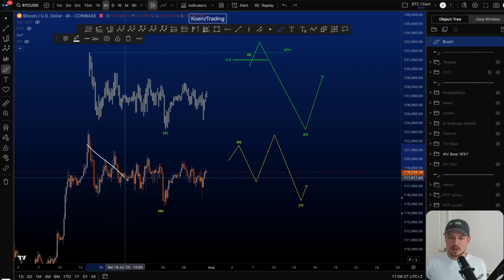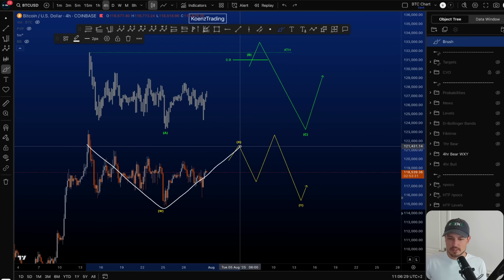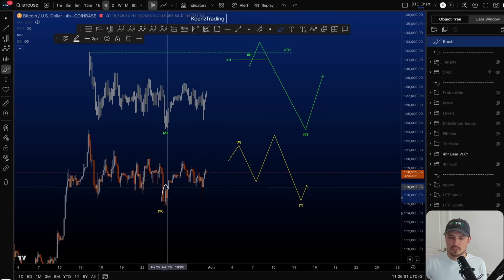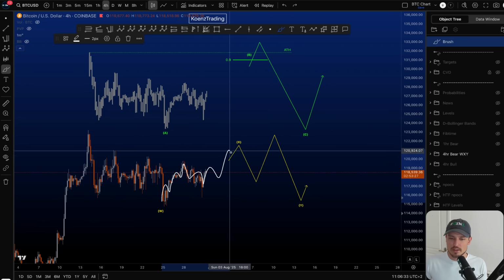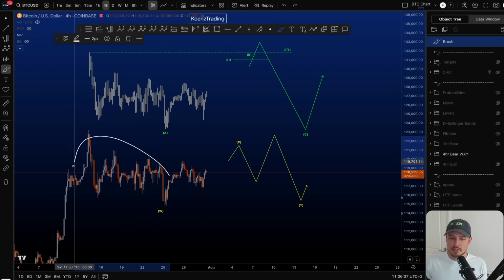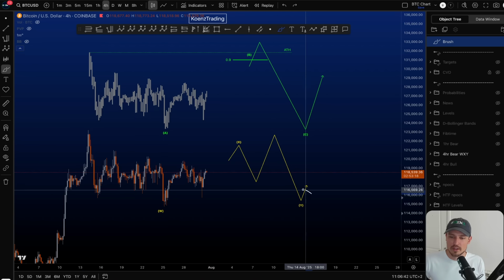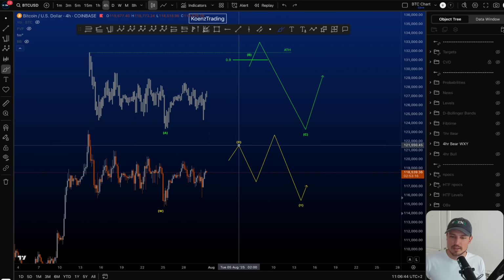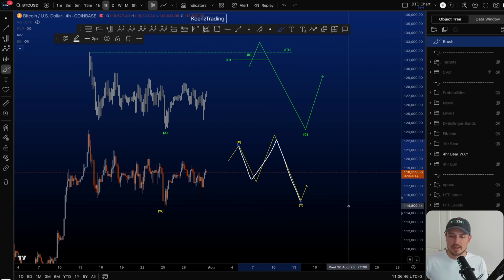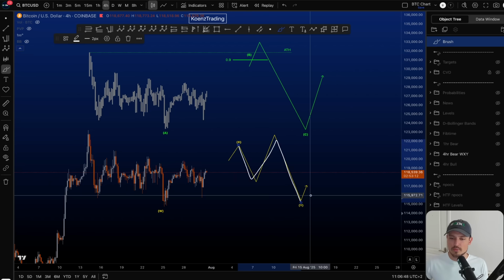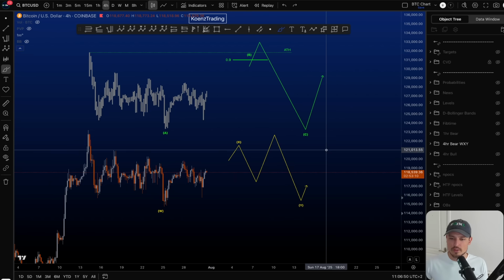Now in a WXY, we then have a zigzag W, preferably a zigzag in X, which is the most common structure in a 5, 3, and then another 5-wave structure to the upside to finish X. And then because wave W is a zigzag in a sideways WXY, wave Y cannot be a zigzag and therefore a flat will be the highest probability structure in wave Y, after which you look for continuation.